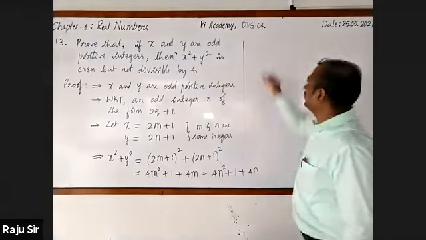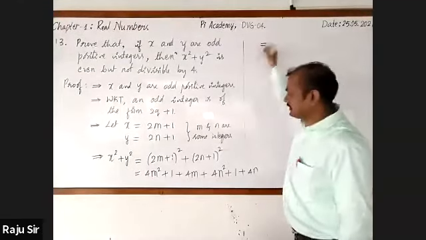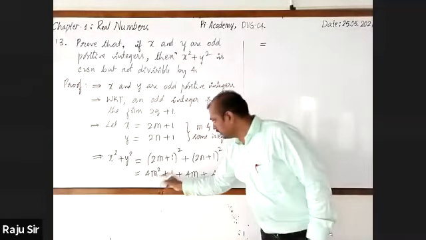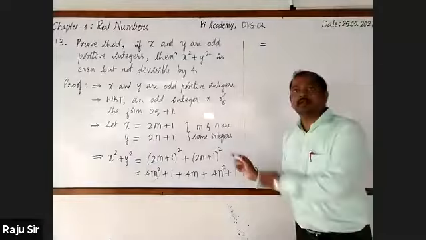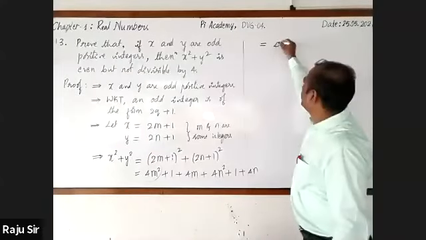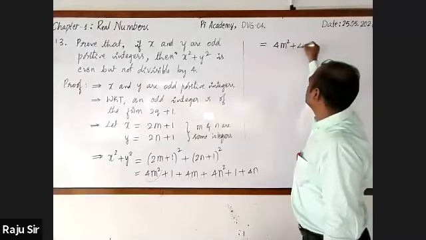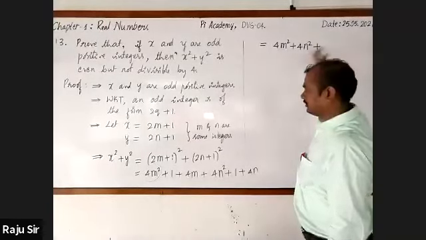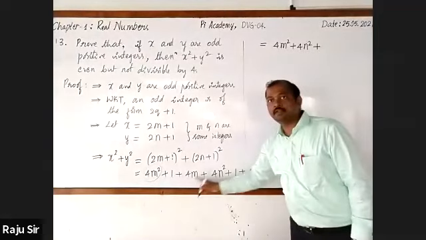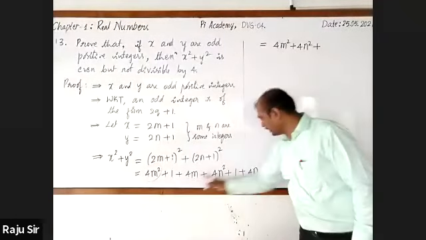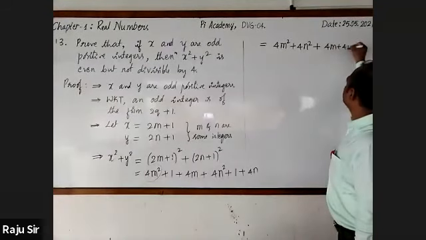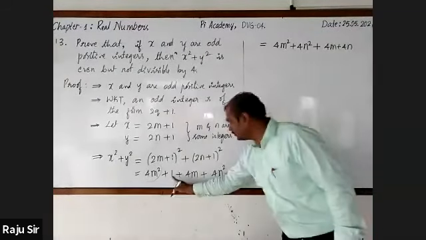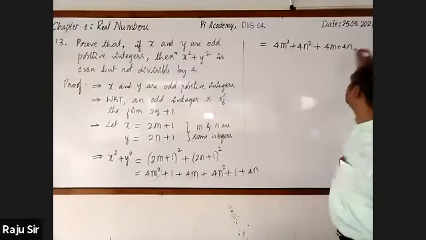Okay. Now, let me continue this. Please go on writing with me. Here, 4m square is there, and 4n square. I'll write the square terms first: 4m square plus 4n square. Next, write the m terms: 4m plus 4n. Next, 1 plus 1. This is 2.